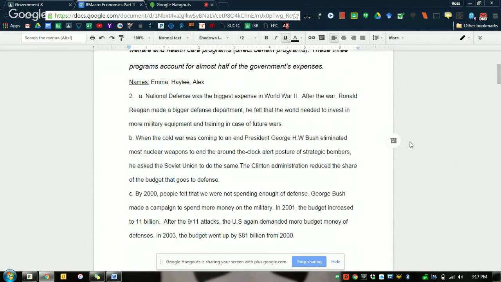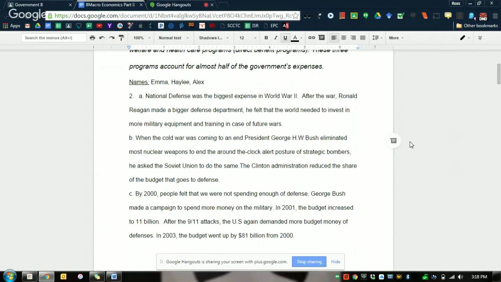And to move right along to group two, national defense was the biggest expense in World War II. Obviously, this was a huge conflict that involved all of the world. After World War II, Ronald Reagan was president, and he made the Defense Department a little bigger. He thought we needed to invest more money in our military for equipment and training, because at the end of World War II, the United States dropped 2 atomic bombs on Hiroshima and Nagasaki in Japan, which ended the war on the Pacific front.